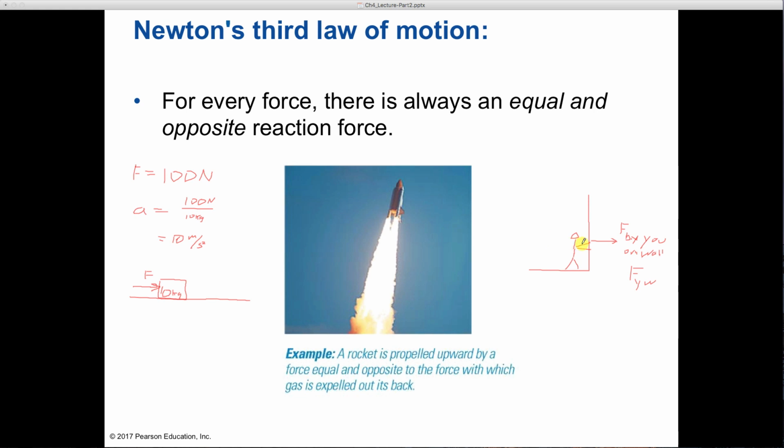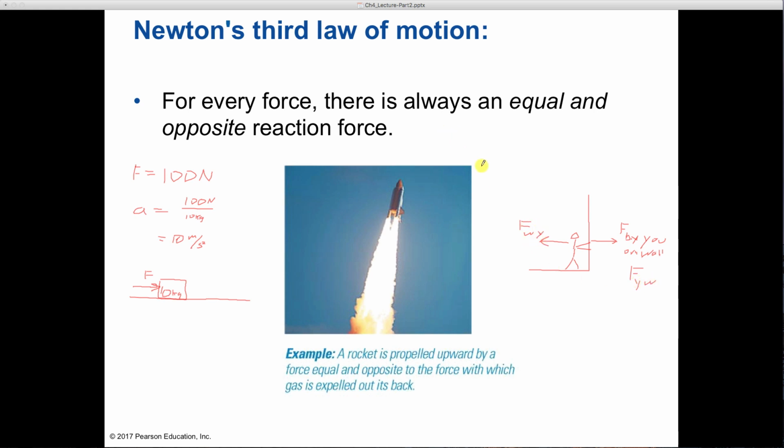So there's a force, and technically, the force is acting on your hands because that's where you're touching the wall. But just so we don't have all these lines confused, we'll draw the arrow over here. So there's a force acting on you, that's by the wall. So I would write force by the wall on you, FWY. So that's the force by the wall acting on you. This is the force by you acting on the wall, FYW. So notice how those subscripts are switched.